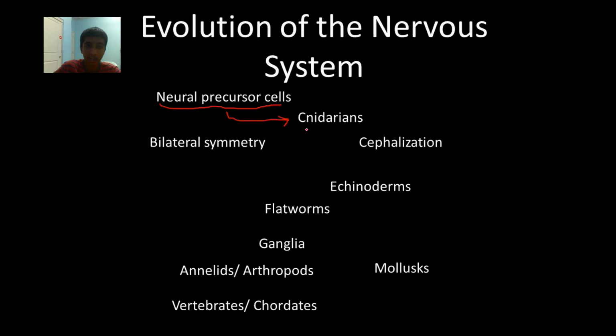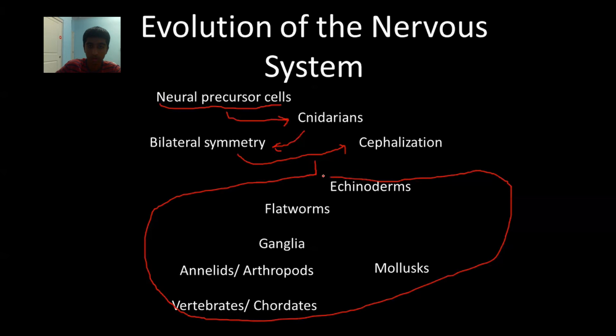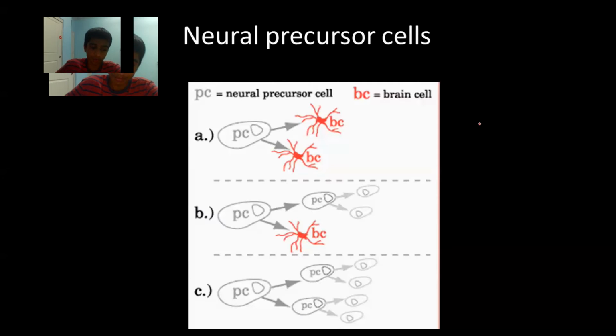Next, we'll be discussing asymmetry, both radial and bilateral, and then we'll go into cephalization, which involves the formation of a central nervous system. Finally, we'll be discussing all these characteristics within more complex organisms. Neural precursor cells are single-celled eukaryotes that use calcium as opposed to sodium and potassium for action potentials. Neural precursor cells serve as the origins of what neurons are.